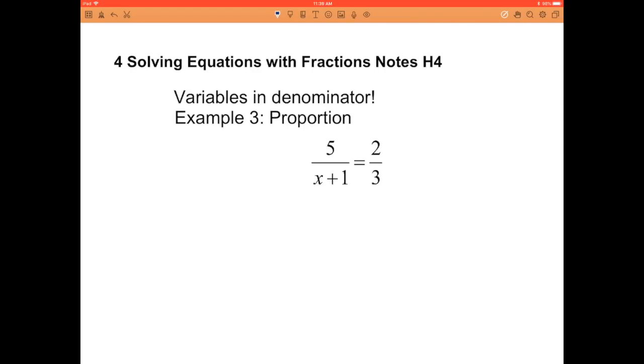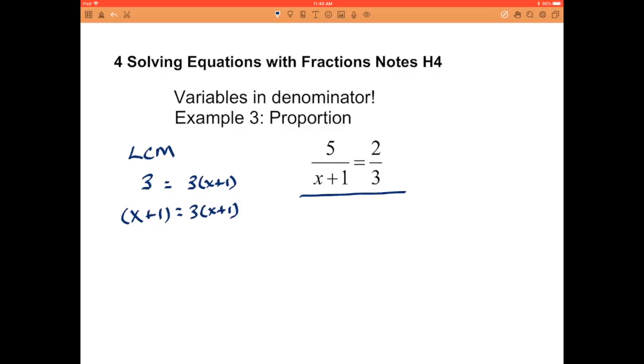The third example here, we're going to look at when you have a variable in the denominator and the actual equation is set up as a proportion. So the problem we've got in this one is 5 over the quantity of x plus 1 is going to equal 2/3. We can do this the same way you were just doing it there by finding the least common multiple of the denominators. We have a 3 in one of them and we have an x plus 1 as a factor in the other. Well, when you look at the prime factorizations, both of those are prime. So you would have 3 times x plus 1.